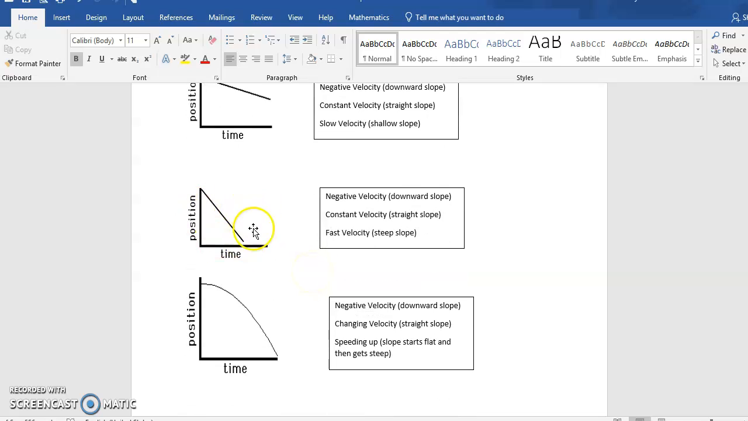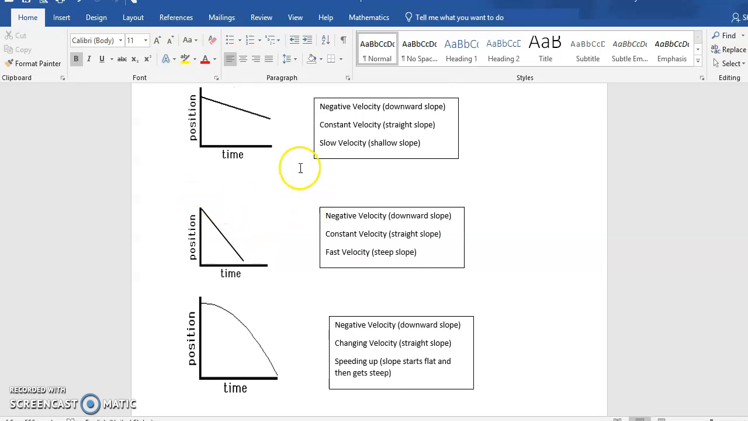So if we move on to this object here, we again have a negative velocity because we have this downward slope. Again, it's a constant velocity because this line is straight. And it's a fast velocity because this is quite steep. So that's how you can tell the difference in velocities. So use these as a good comparison if you're ever just wondering or need a reminder about how quick or slow an object is moving.